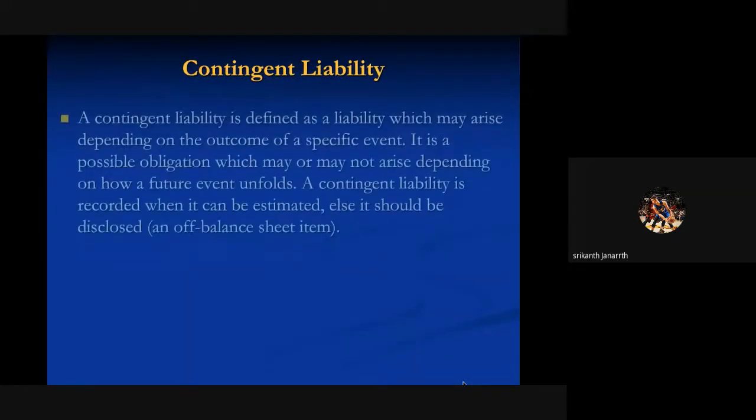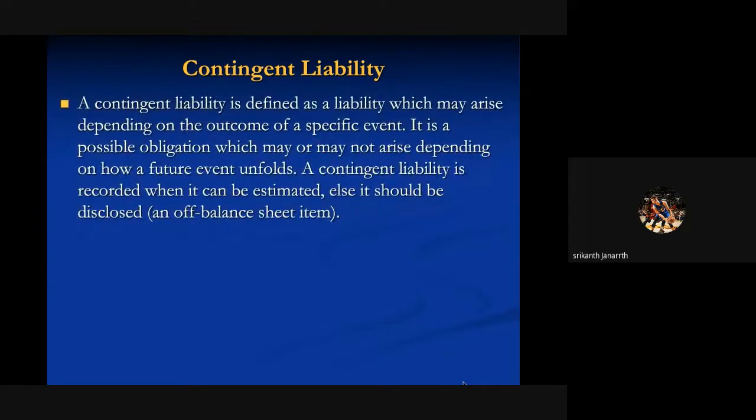So what is a contingent liability? As I told you, a guarantee is a contingent liability. What do you mean by contingent liability? It is a liability which may arise depending on the outcome of an uncertain future event. Why do we call it contingent liability? We were talking about tender, bid bond, performance, retention. All these SLT keeps in their file.